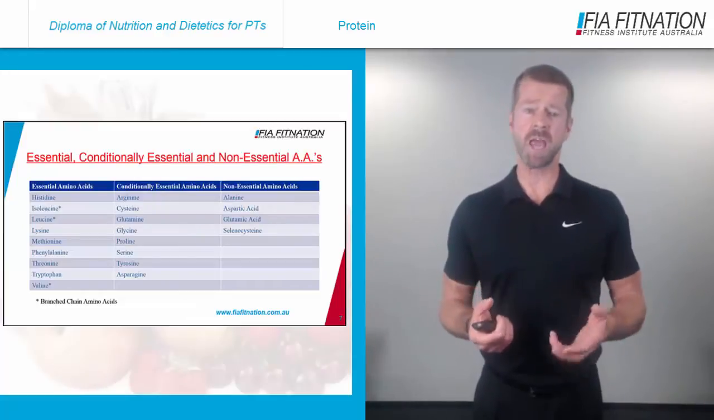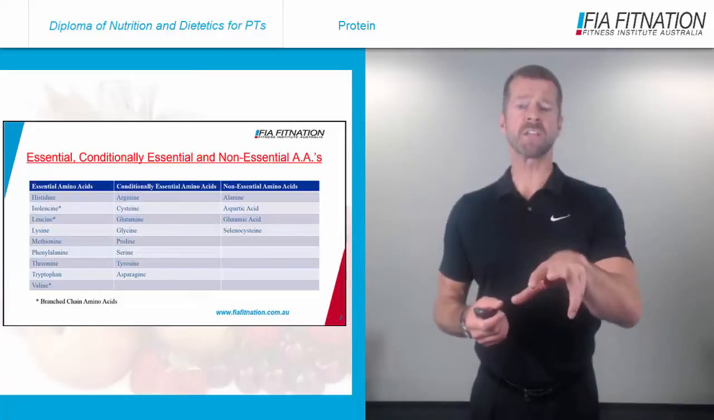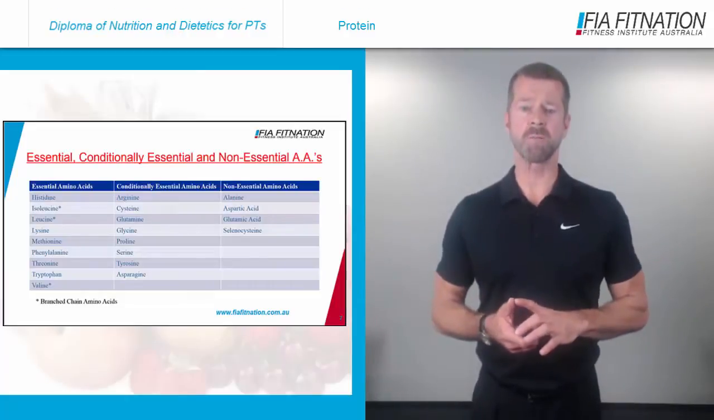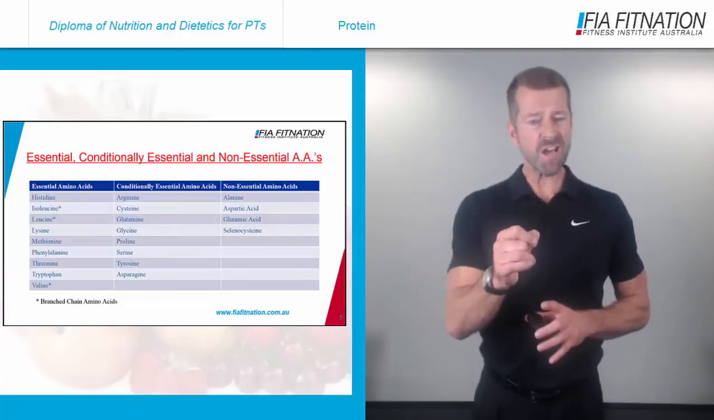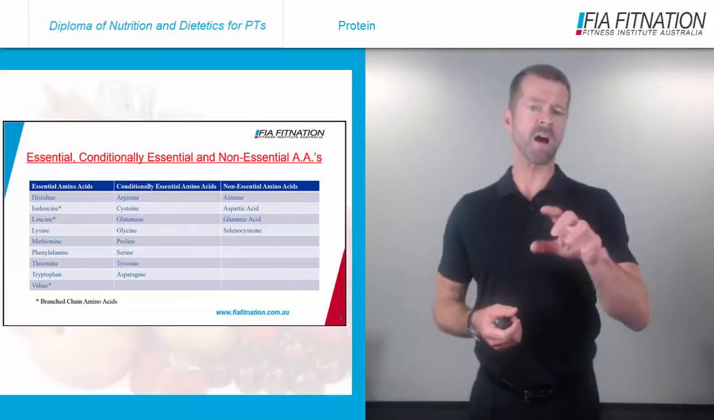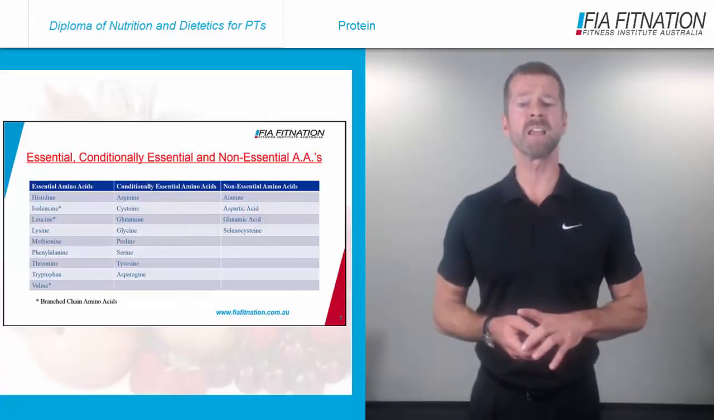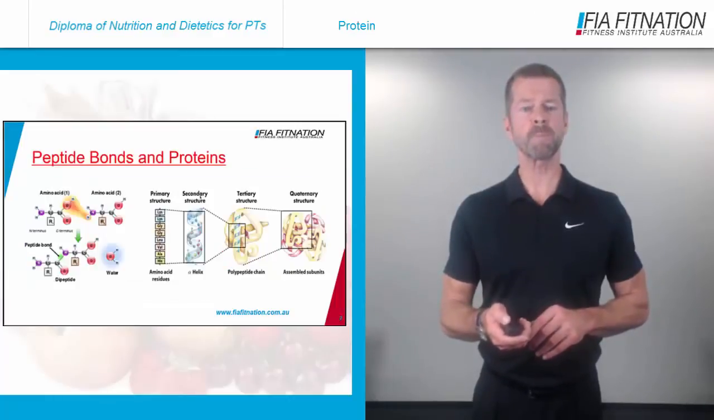So if you look at this table, you've got the list of the 9 essential, the 8 conditional, and the 4 non-essential. I'm not going to go into a lot of detail on those, except to say that we have starred the branch chain amino acids. And what you'll notice is that they are isoleucine, leucine, and valine. And again, we'll talk about those quite a lot more as we go through this presentation.